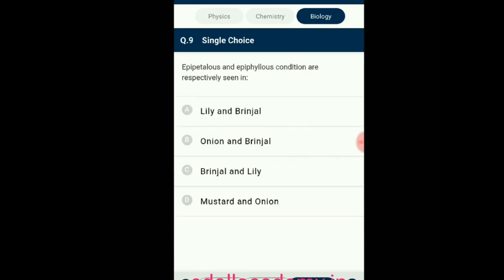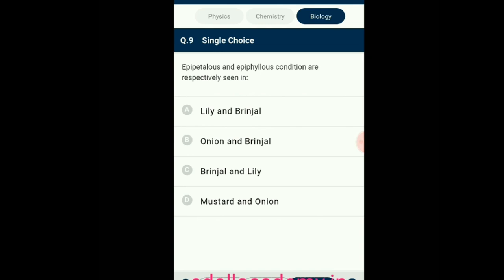Number 9. Epipetalous and epipillous condition are respectively seen in. The androecium consists of stamens. These stamens can be attached to petals. This condition is known as an epipetalous condition. Such a condition is seen in brinjal. Epipillous, when stamens are attached to the perianth as in flowers of lily.